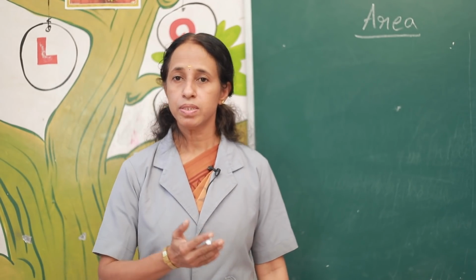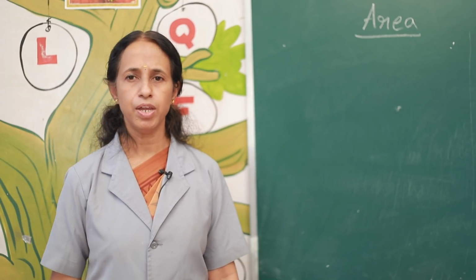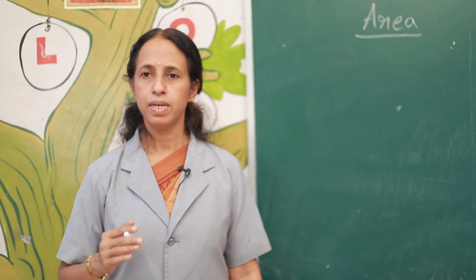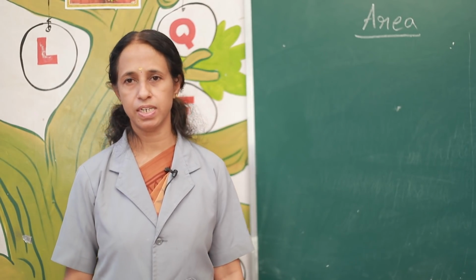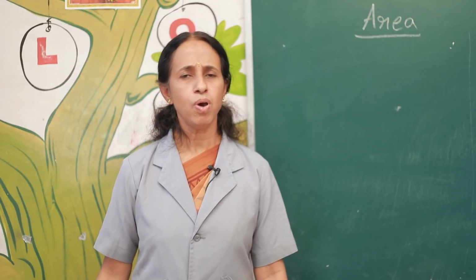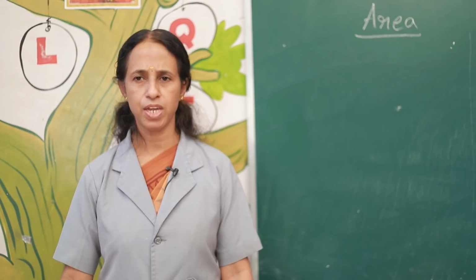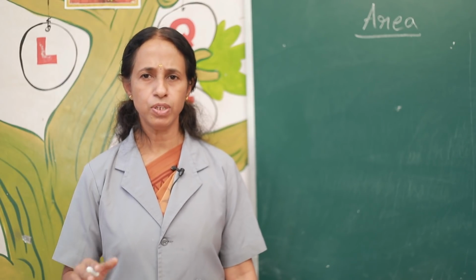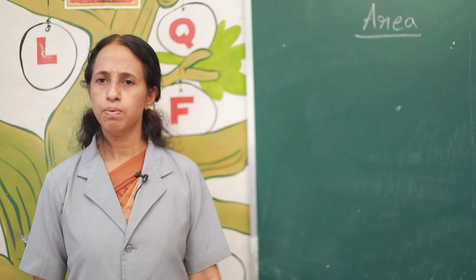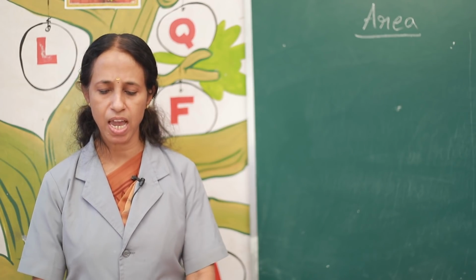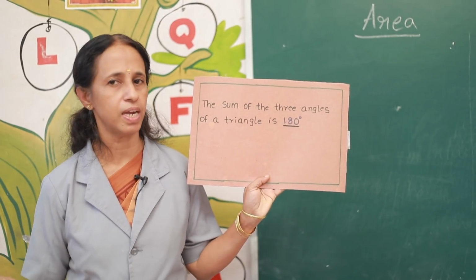Next, third triangle, obtuse angled triangle. If any one angle is greater than 90 degree, that type of triangle is called an obtuse angled triangle. You are familiar with drawing triangles to find the area of the triangle. We know that the sum of the 3 angles of a triangle is 180 degree.